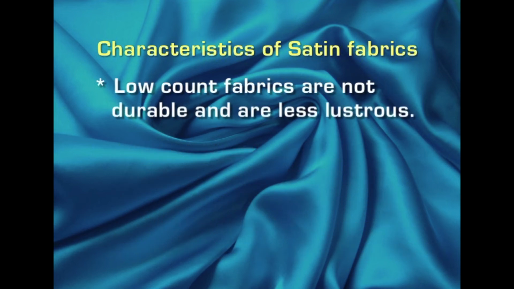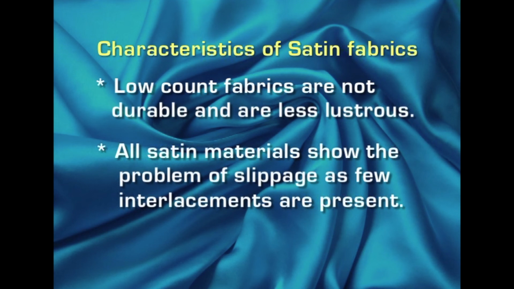And then low count fabrics are not that durable. When the thread count is less, the fabrics are going to be less smooth and less lustrous. All satins, irrespective of the number of threads that are present, slip at the seams, so while making garments from these fabrics, much care is taken in sealing the seams so that it will not slip at this particular point, and thus the fabrics can be durable.